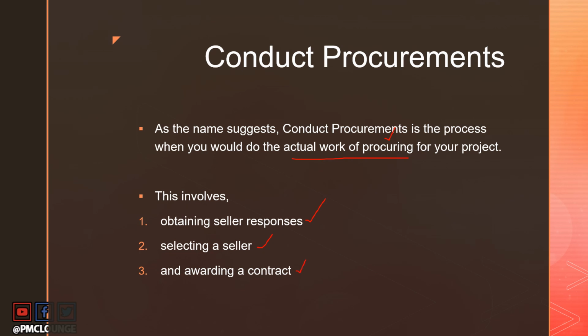So obviously you already have the kind of work that you need to contract out. You are going to float that out in the market so that sellers can respond to your advertisement, or whatever you have sent out, letting everyone know that this is the kind of work you are looking for help with. Sellers will respond and you are going to obtain their responses. You are going to select a seller out of the responses that you have received. And then finally, you're going to award the contract for the work. So this is the three-step process of conducting procurements.